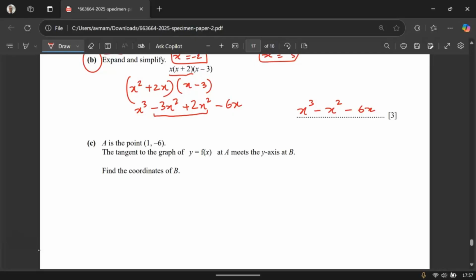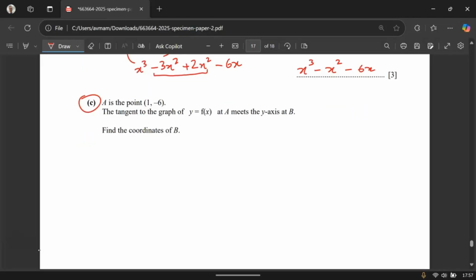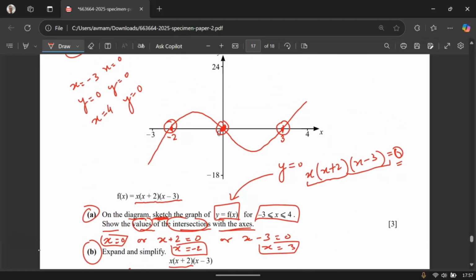There we go. Let's go to part C. A is the point (1, minus 6). The tangent to the graph of y equal to f of x at A meets the y-axis at B. Find the coordinates of B. Let's say the point A, which is (1, minus 6). Let's say this is 1, and then let's say this is minus 6. Alright, so we are talking about this point.